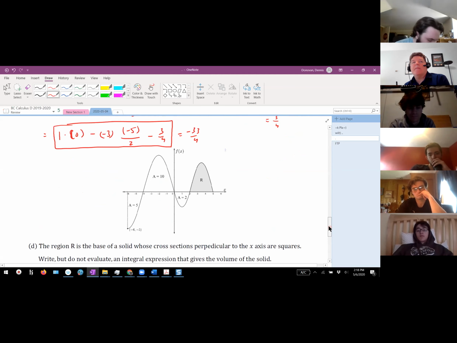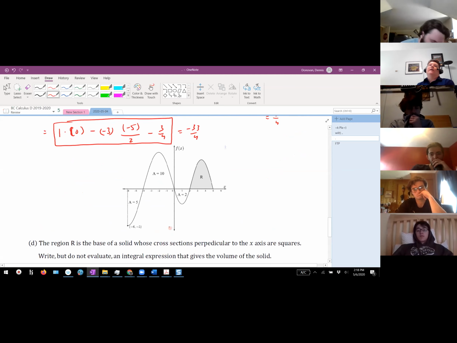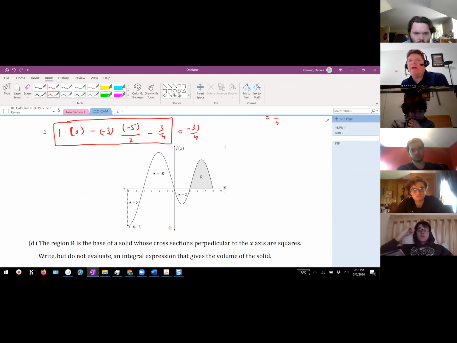Okay. Part D. The region R is the base of a solid whose cross-sections perpendicular to the x-axis are squares. Write but do not evaluate an integral expression that gives the volume of the solid.